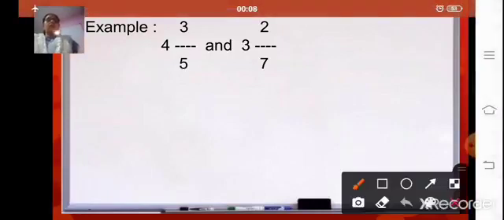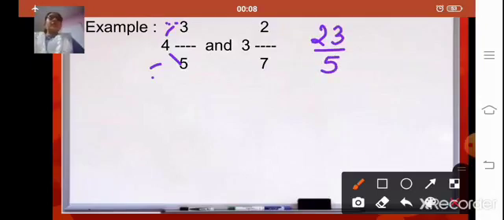I'll start with 4 whole 3 upon 5. I will take this fraction first, that is 5 into 4 plus 3, that is 23 upon 5. So your first fraction is 23 upon 5. When we convert the second fraction, 7 into 3 plus 2, that is 7 3s is 21, plus 2, that is 23 upon 7. So your second fraction, when converted into an improper fraction, is 23 upon 7.